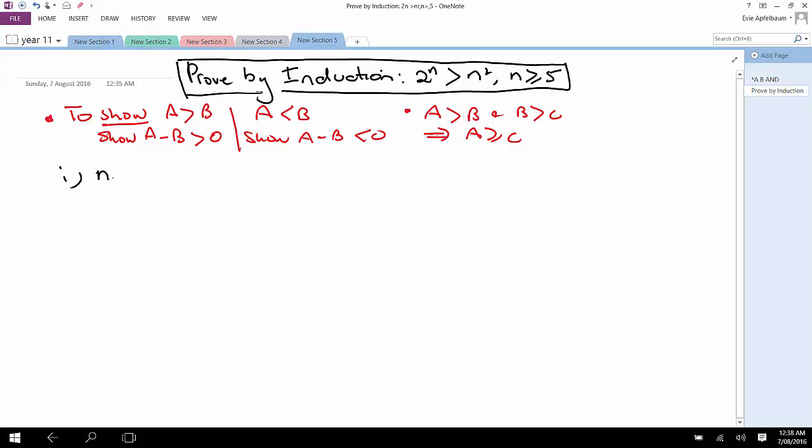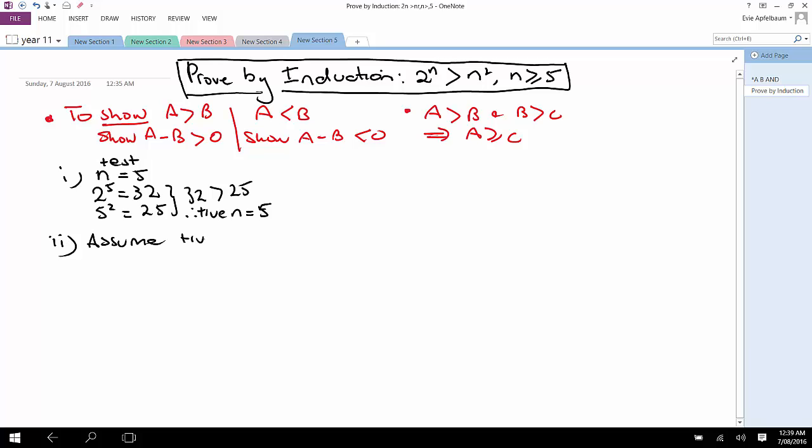Okay, similar start. What happens when n equals 5? Certainly this is true. 2 to the 5 is 32. 5 squared is 25. 32 is bigger than 25. Therefore true, n equals 5. Okay. 2. Assume true, n equals k.